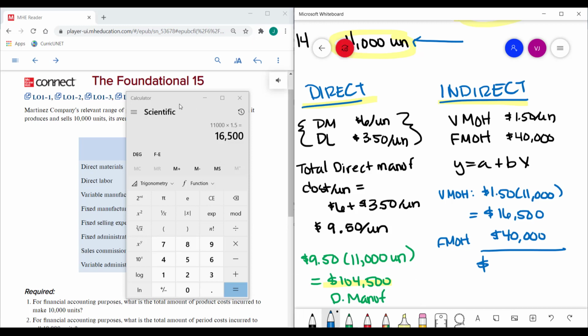And we'll take that 16,500 plus the 40,000. That gives us $56,500 of total indirect manufacturing cost required to produce 11,000 units.